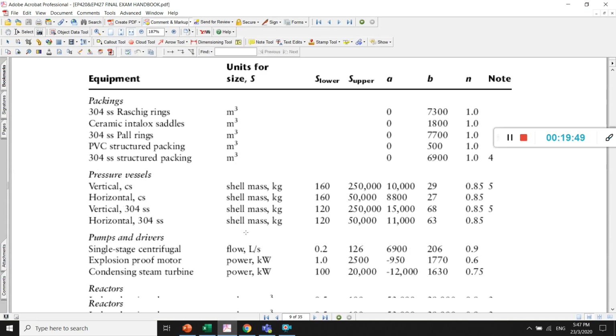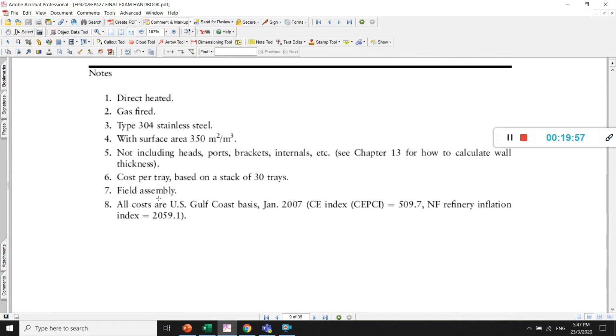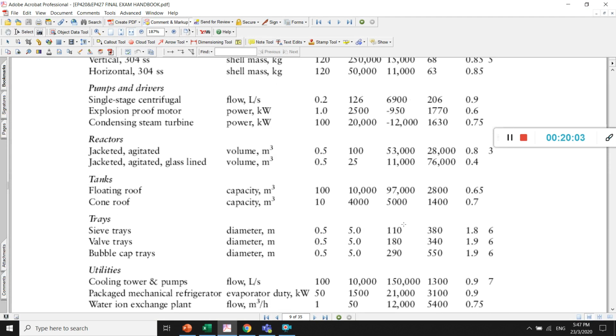Okay, we look at the tray. If you look at the tray, there's no mention that this one is made from stainless steel. Even note number 6, what is it? Number 6 is cost per tray. It's based on stat of 33, so it's nothing to do with material. So this one is all carbon steel.